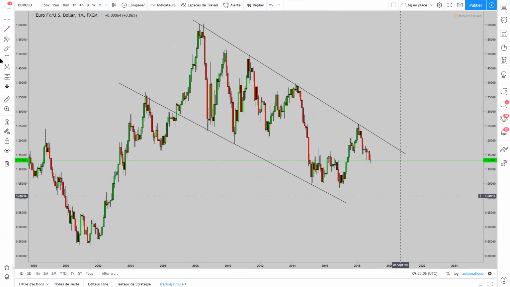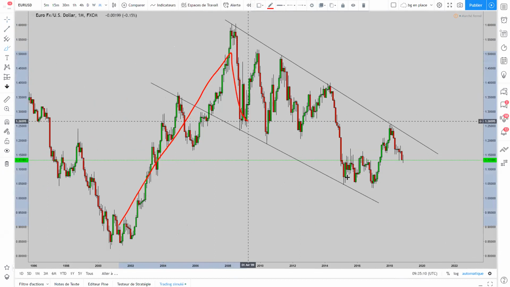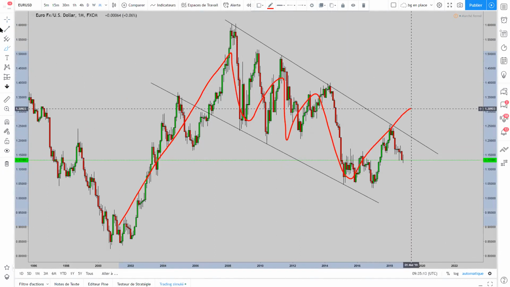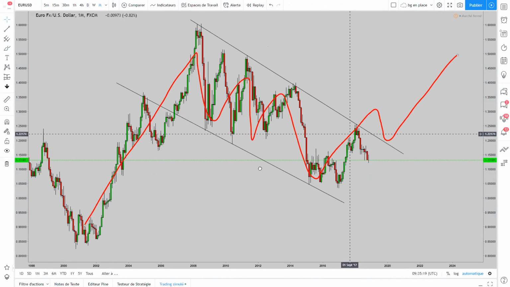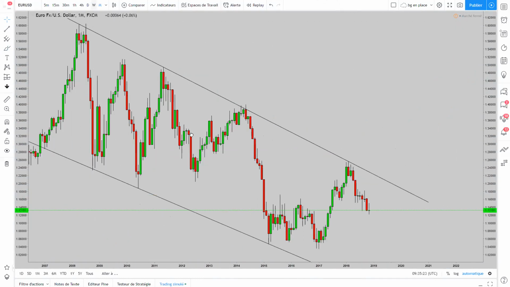It's been going up, ranging, and probably in some years it will continue up. And the euro will be more powerful than the dollar, as you can see. So we have the global trend. Move to weekly. Where are the supports?